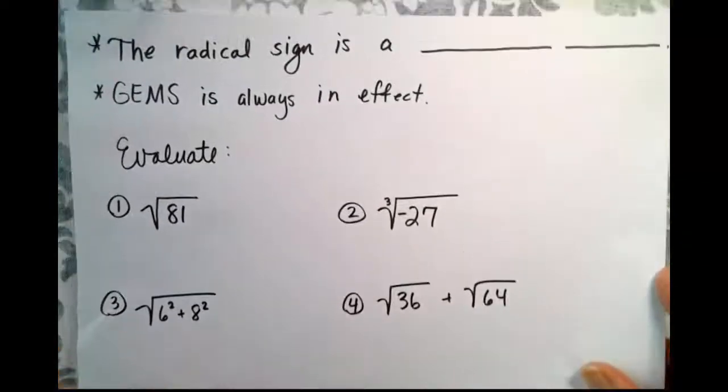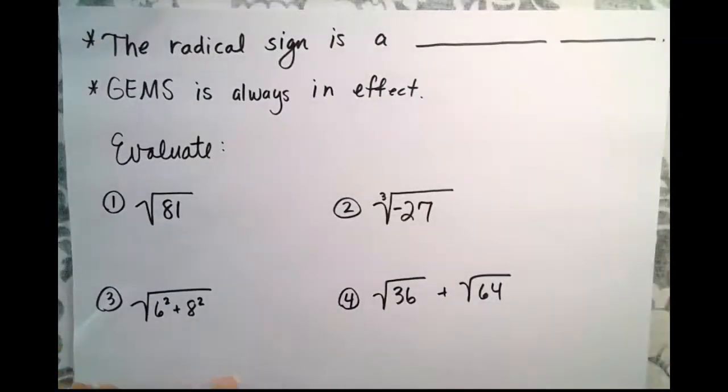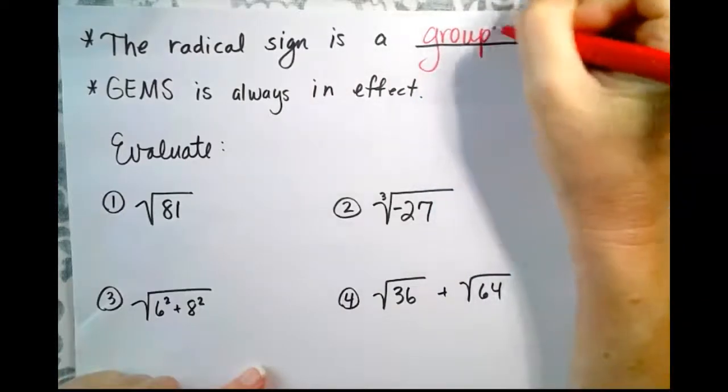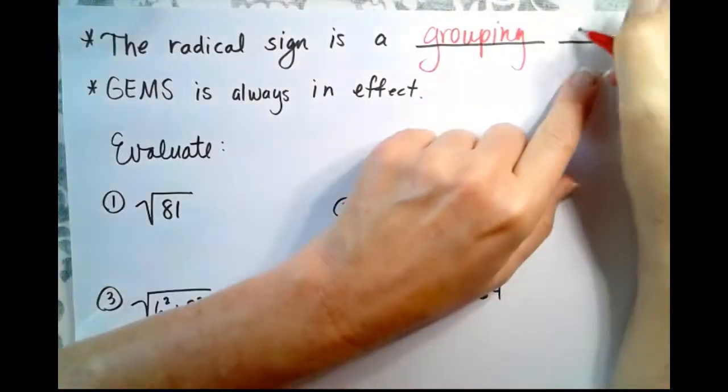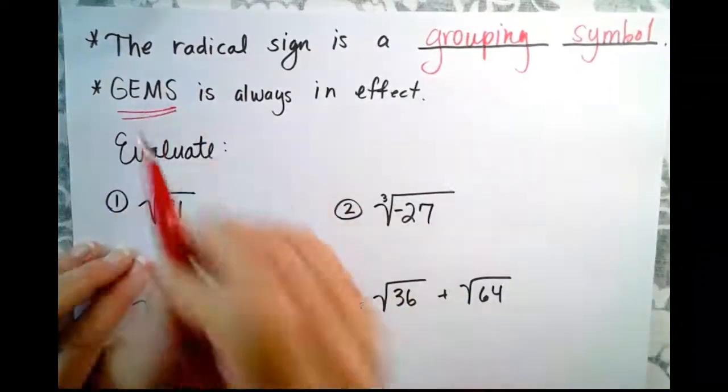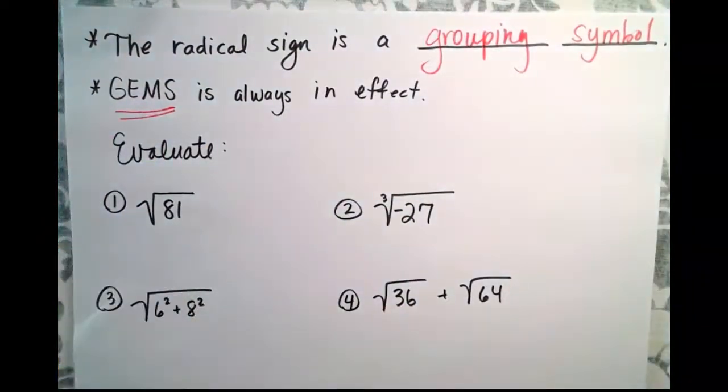Now, things to remember. The radical sign is a grouping symbol, which means that we've got to apply order of operations. I mean, we're not ever not going to apply order of operations. It's always in effect. So here we're going to do some evaluations.